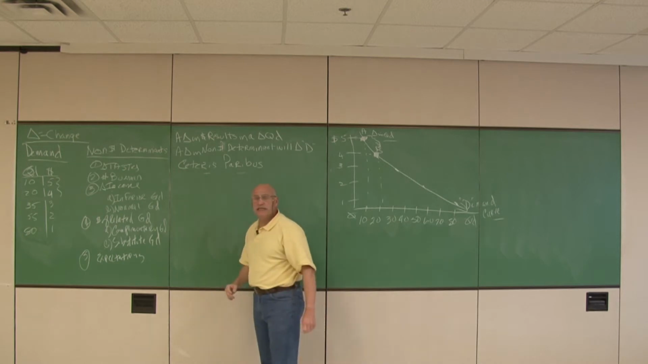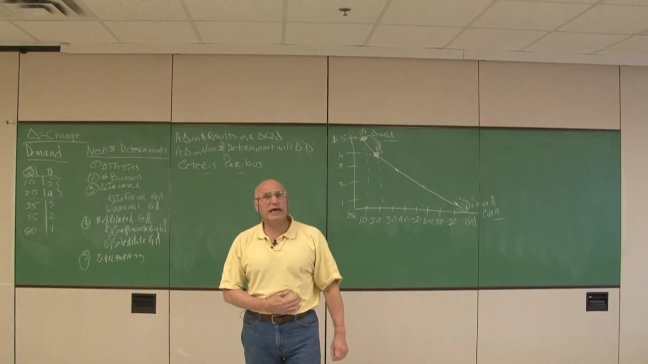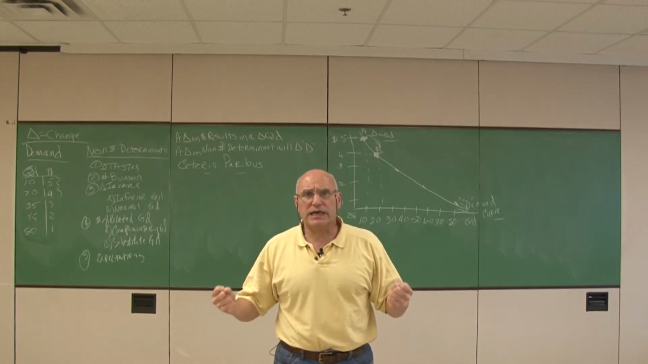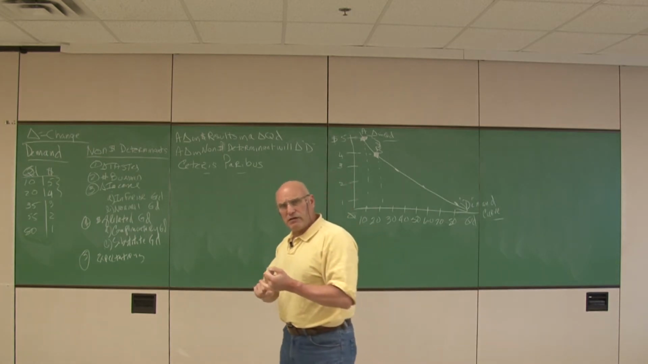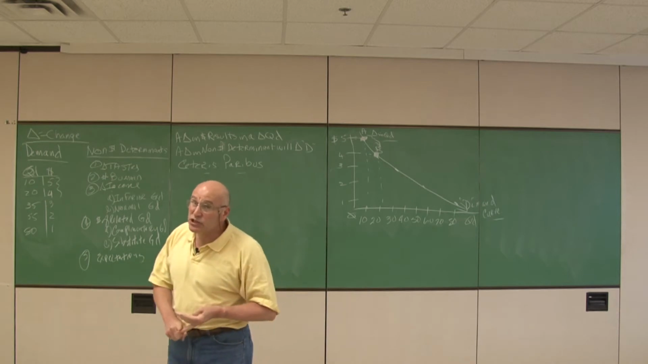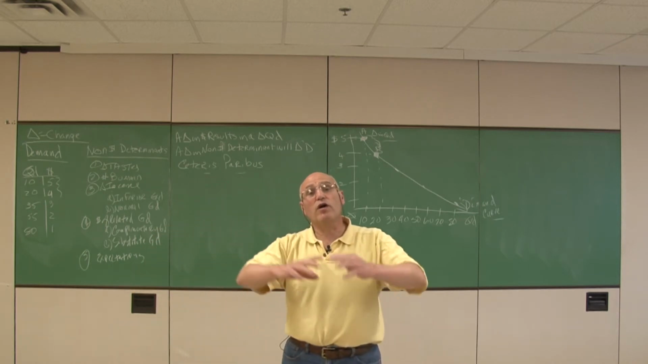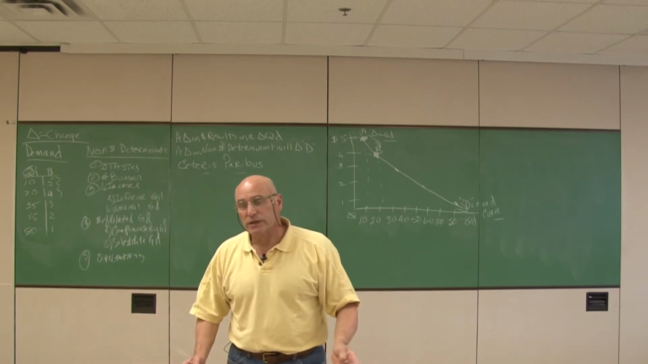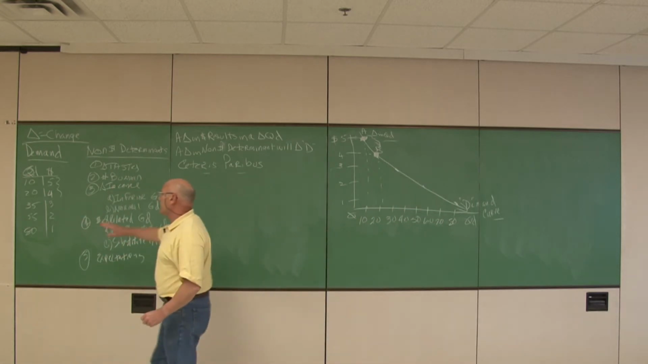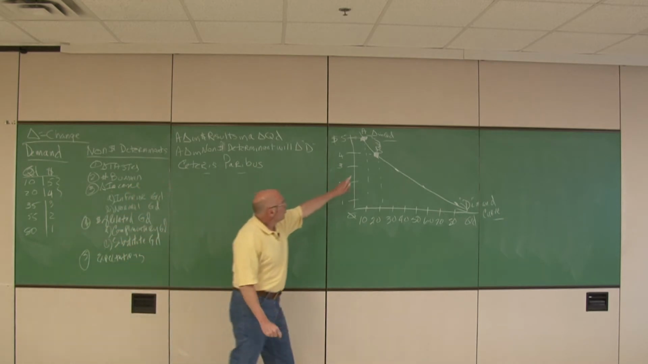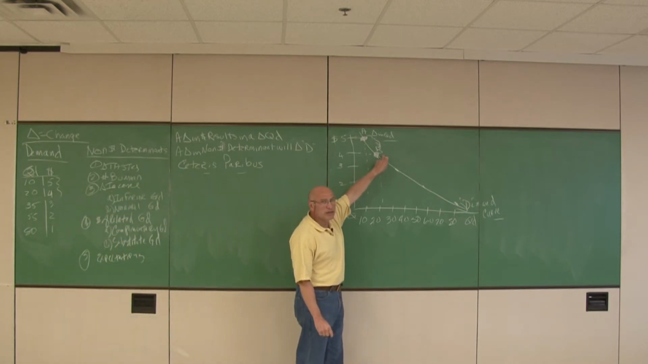Ceteris paribus, C-E-T-E-R-I-S, P-A-R-I-B-U-S, keeping everything else equal. Everything else meaning that our income doesn't change, our expectations don't change. The price of all the other goods that we want to buy doesn't change. And the only thing that's changing here is the price. So a decrease in price will allow us to buy more goods. It's a change in quantity demanded.